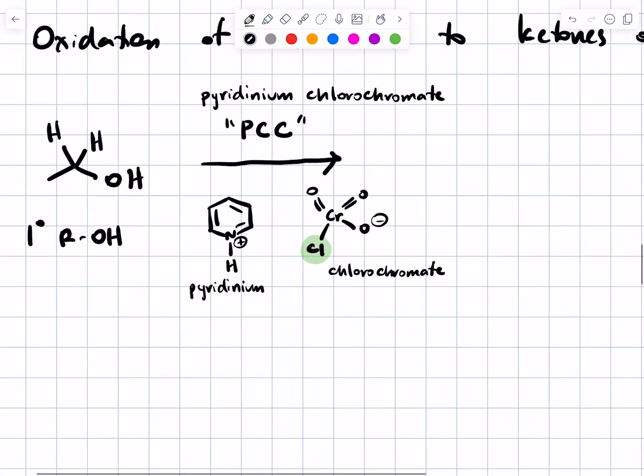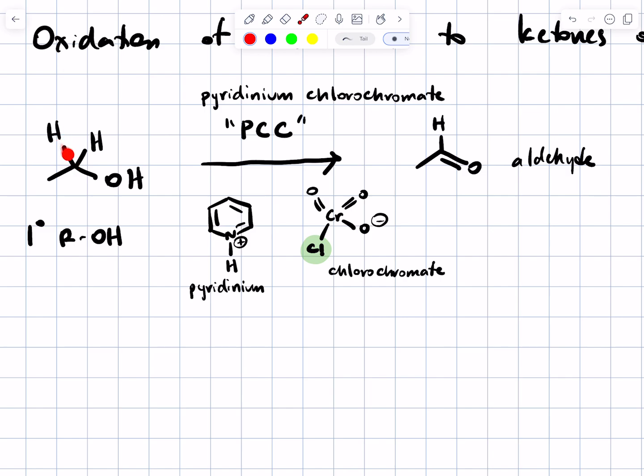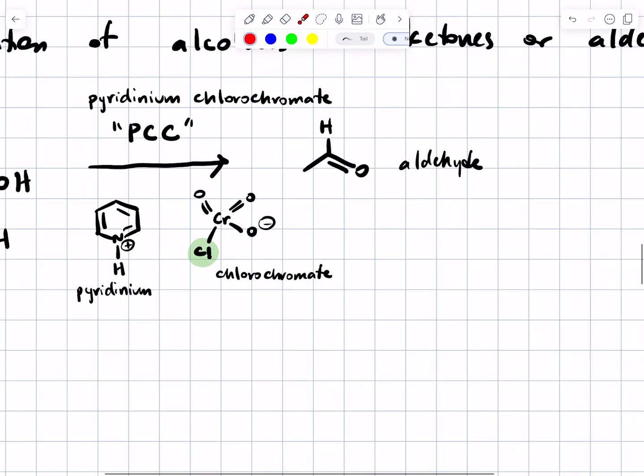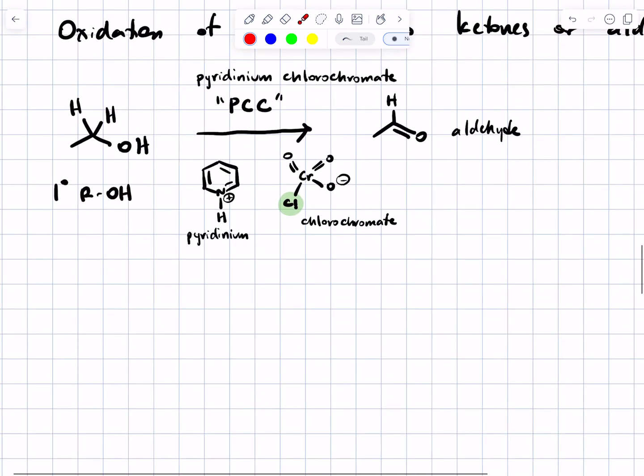So this mechanism, well, I'll show you the product of the reaction. The product of the reaction is an aldehyde. You can tell that this has been oxidized because we've lost a carbon-hydrogen bond and we've gained a carbon-oxygen bond. So that molecule has been oxidized. We've gone up one step in oxidation from the alcohol to the aldehyde. I haven't shown what gets reduced here. The chromium agent gets reduced, and you'll see that in a little bit. So let me show you the mechanism.